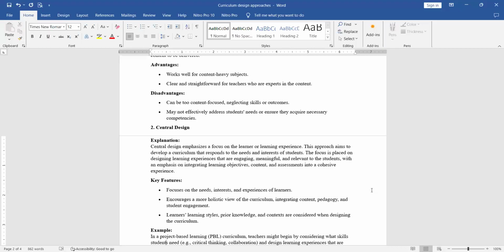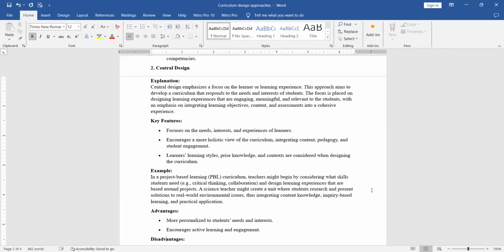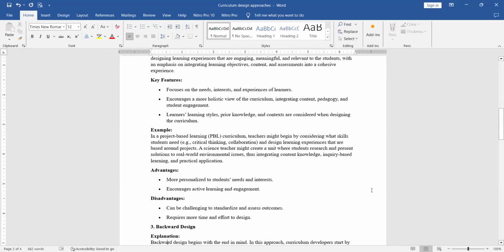Learners' learning styles, prior knowledge, and contexts are considered. Context, everything is taken into consideration. Okay. The main advantage is that it caters to the students' needs and interests. It encourages active learning and engagement because the utility value is very high. They can see that this is going to be very useful because I have to do presentations, I have to write reports and all that. So it's motivating and their engagement is very high.